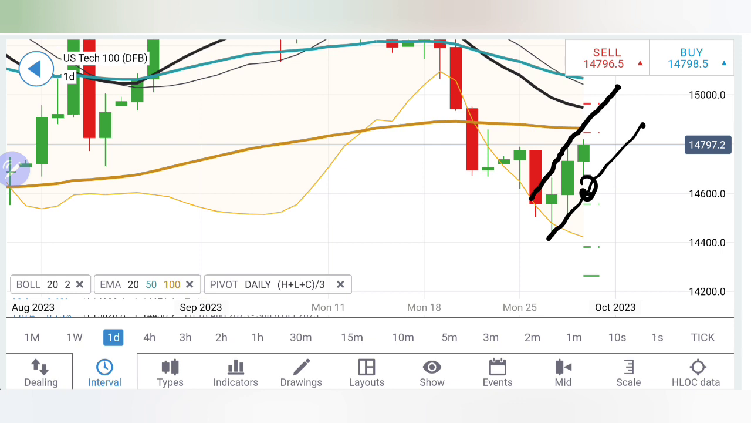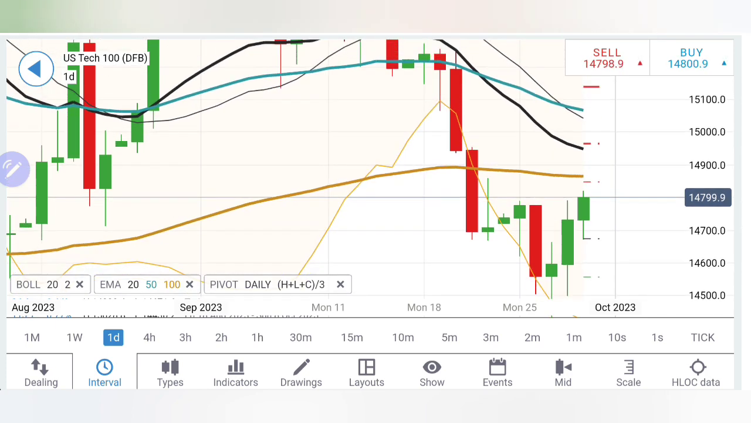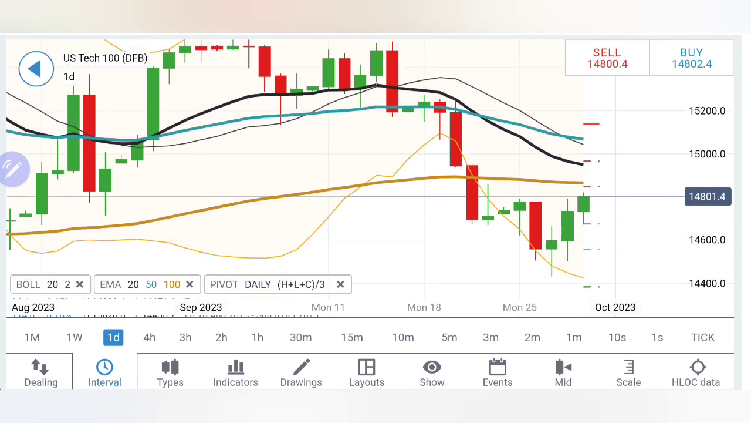14,600 going to be a very good support here on the downside if it continues its movement towards downside. On the upside, I will first wait and watch out for 14,840, 850 levels, and then 889.20. 889.20 zone is going to be a major resistance. Beyond this, you can expect it to hit 14,960, 15,000 levels as well.